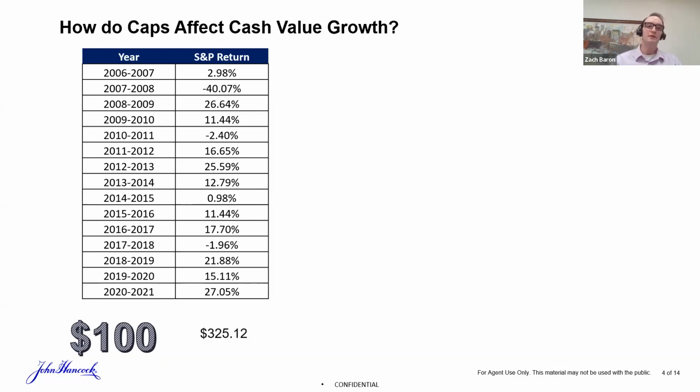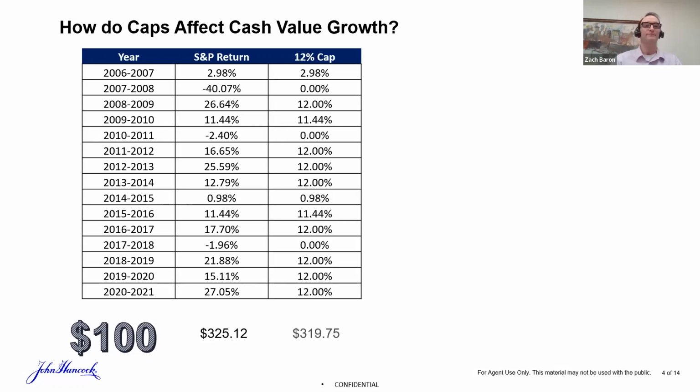Just with the S&P itself, if you invested in the S&P, you would have ended up with $325 at the end of this period. So pretty good growth. Obviously, you have that minus 40% early on, but after that, it bounces back pretty well. You have a couple good years. I think most people would say over the last decade, notwithstanding last year actually, we've had pretty good returns in the market, and you've seen that here.